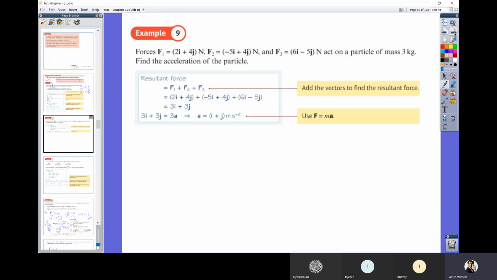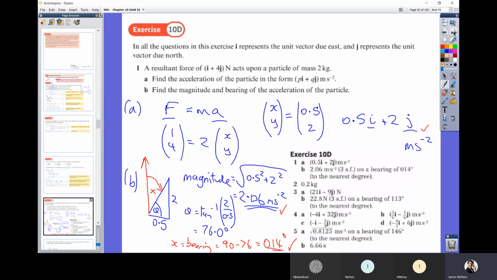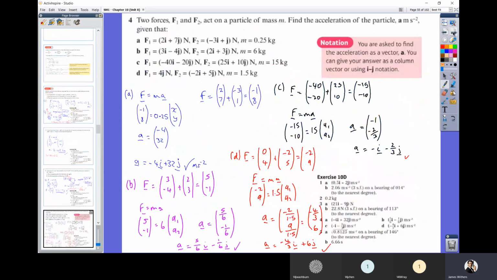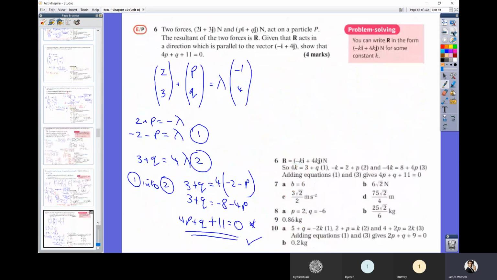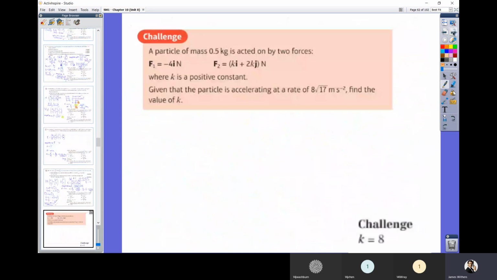Right, and in example 9, very straightforward. You're just literally adding the three forces together. Again, I would do that in vector format: add the i components, add the j components. That gives you a net force, a resultant force, and then you're just using F equals ma again. And that takes you into exercise 10D. So if you can work your way through 10D earlier this week, then particularly given you're missing Friday's lesson, it'd be good to be making a start on 10E. So let's have a quick look at that now.